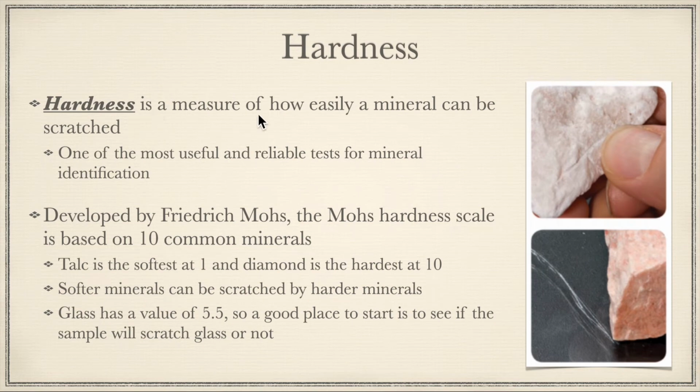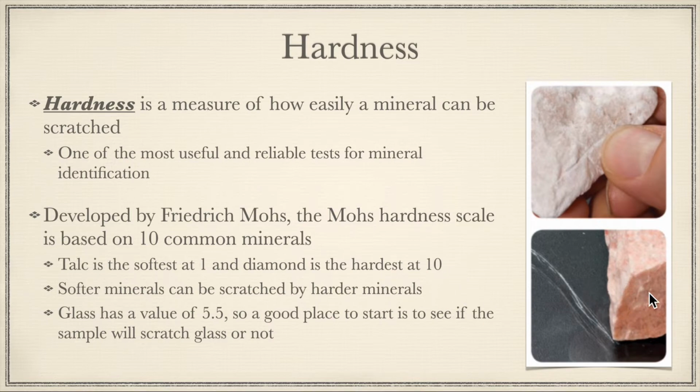So hardness is a measure of how easily a mineral can be scratched. This is one of the most useful and reliable tests for mineral identification. Developed by Frederick Mohs, the Mohs hardness scale is based on 10 common minerals. Talc being the softest is a 1, diamond being the hardest is a 10. Softer minerals can be scratched by harder minerals. So what you do is you take one mineral and you try to scratch the other one. If you can scratch it, then the one you're trying to scratch with is harder.